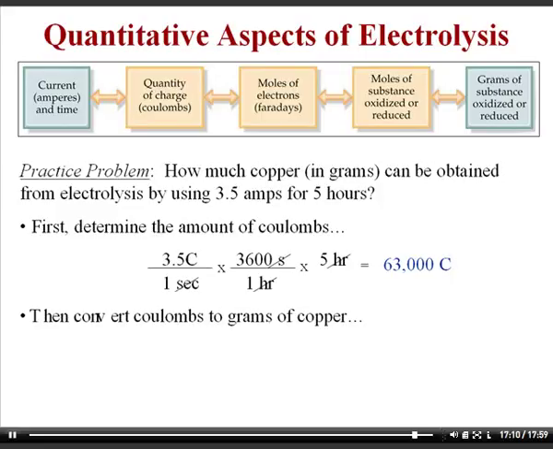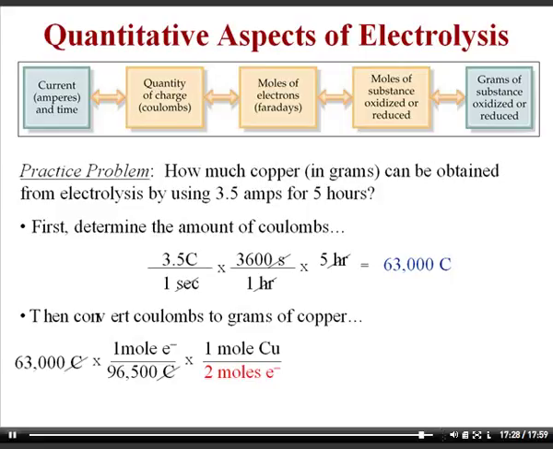Then you're going to convert the coulombs into grams of copper. So we have 63,000 coulombs, and we're going to change it into grams. We know that in 1 mole of electrons there's 96,500 coulombs. So we're less than 1 Faraday, by the way. And then you're going to change the moles of electrons into the moles of copper, and this is where the factor of 2 comes in. We know that copper has a 2+ charge, so if you're going to be changing copper ions into pure copper, it's going to take 2 moles of electrons for every 1 mole of copper. And after you get moles of copper, you can just convert it to grams by using the mass on the periodic table, and you get your final answer.